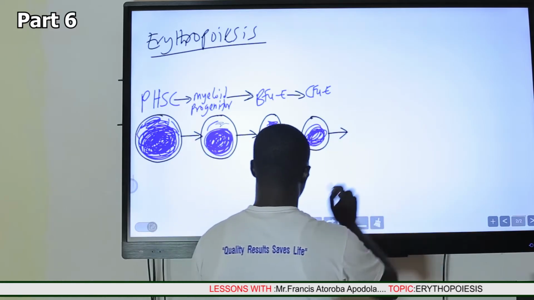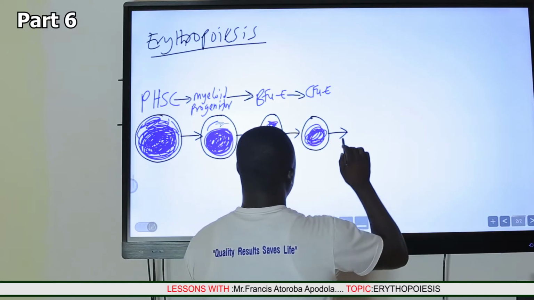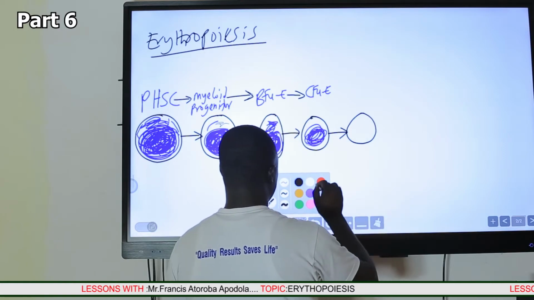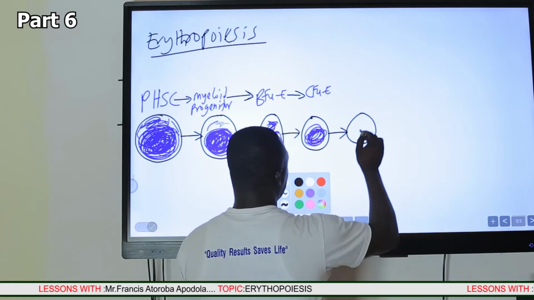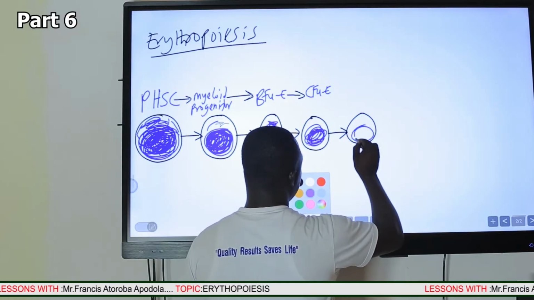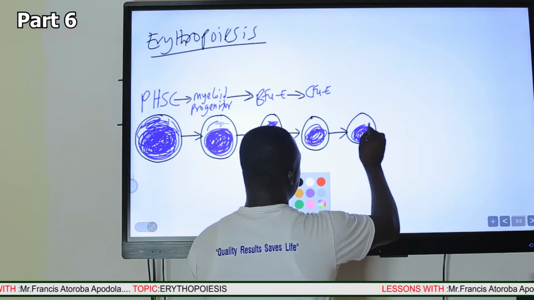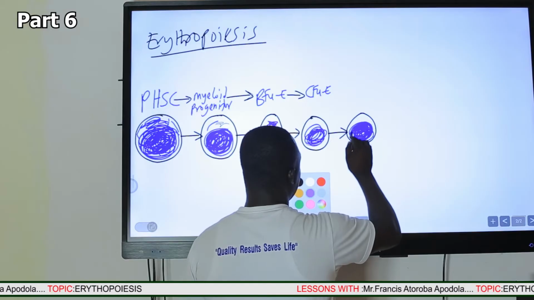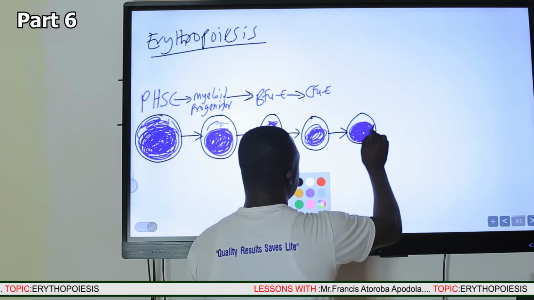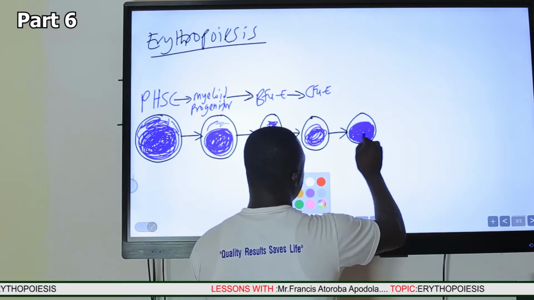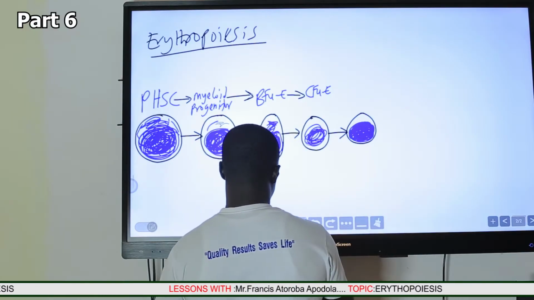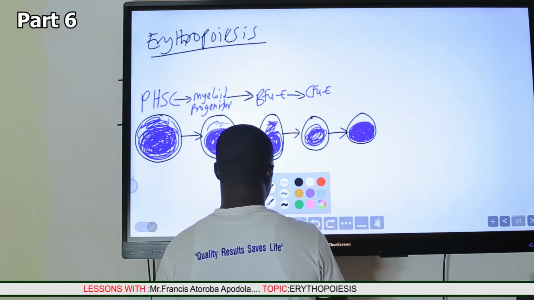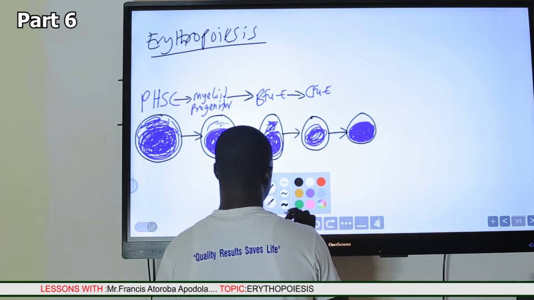So the colony-forming unit erythroid will undergo further differentiation to form what is called the proerythroblast. This happens to be the first recognizable RBC precursor cell. The cytoplasm here is slightly basophilic. So this is the first recognizable RBC precursor cell.